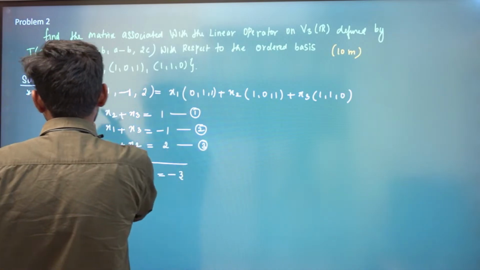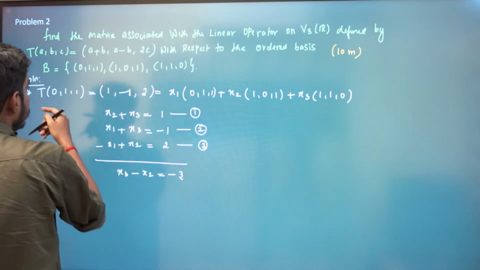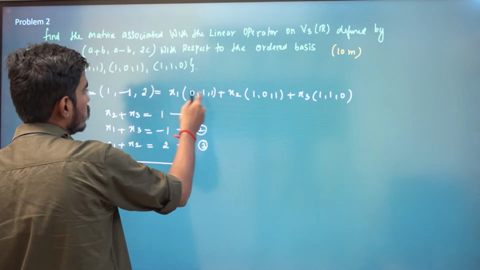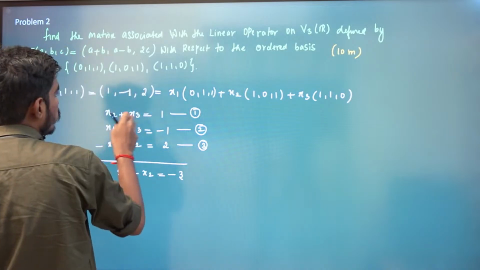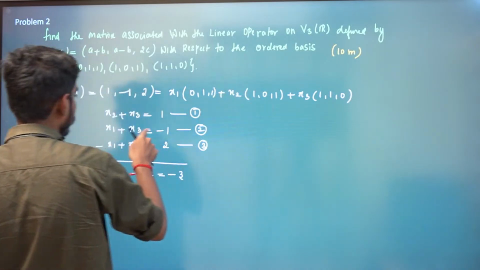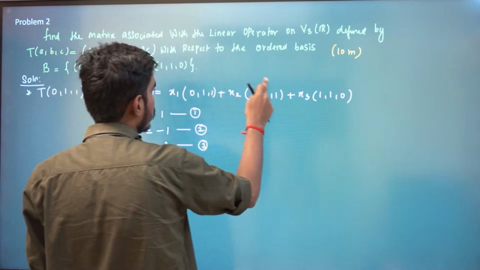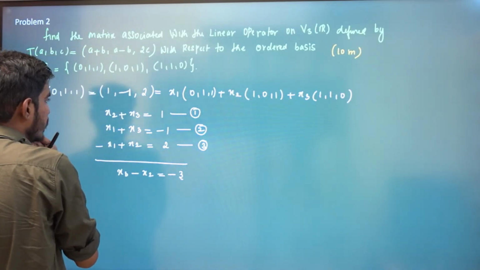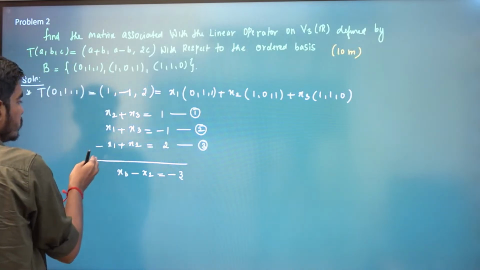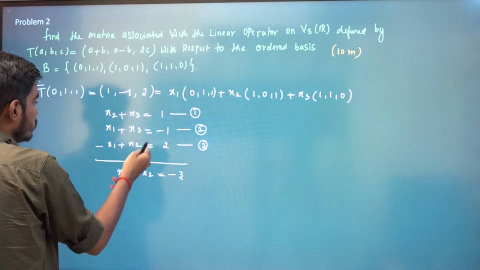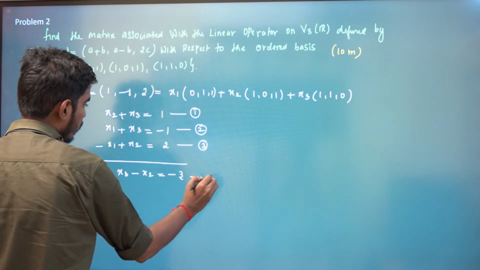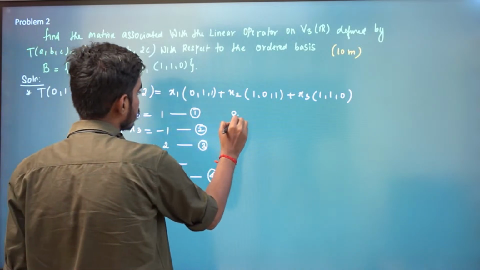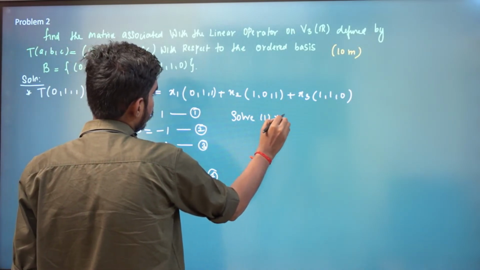A plus b, a minus b, 2 times c. So we have 0, 1, 1, 1, 0, 1, 1, 1, 0. So we have x2 plus x3 is equal to 1, x1 plus x3 is equal to minus 1, x1 plus x2 is equal to 2. By subtracting, this will get cancelled. x3 minus x2 is equal to minus 3. Okay, call this as 4. Now we will solve 1 and 4.